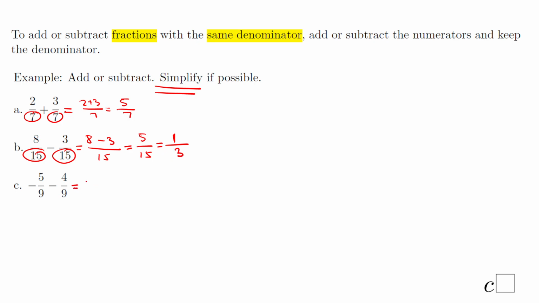Let's take a look at the last one here. We have the same denominator of 9, and then we have -5 minus 4. -5 minus 4 is -9. -9 over 9, and we have here -1. And that's it for this example where we add or subtract fractions with the same denominator.